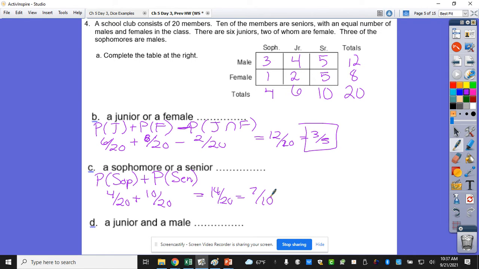Probability of junior and a male. 4 out of 20, which is 1/5. And I didn't have to do any math because I just saw where they directly intersected up there. We started to get into math at the end today a little bit.